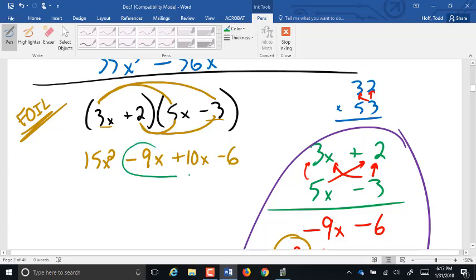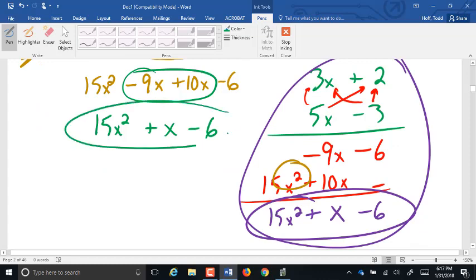We notice we can combine negative 9x and positive 10x, which makes 1x, or just x. So it's 15x squared plus x minus 6. Same answer we got before. Just a little bit quicker that way.